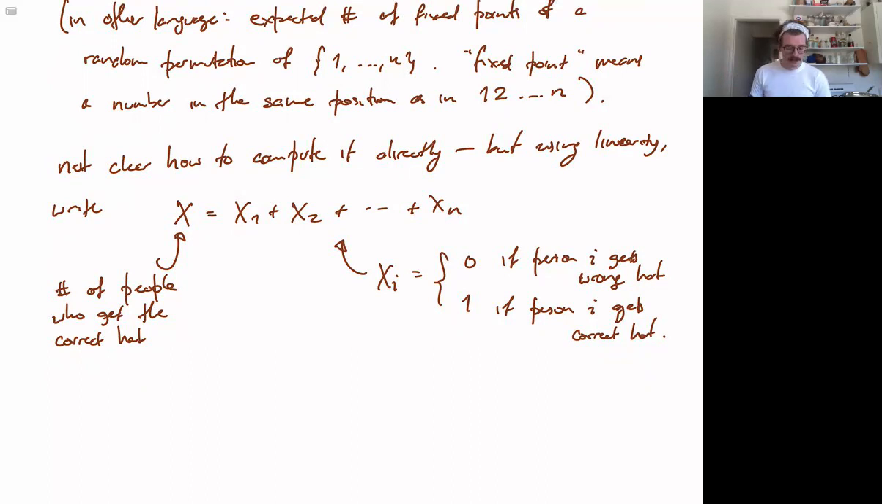And part of the cleverness, or part of the usefulness of linearity of expectation in this case, is to note the xi are not independent. So in the examples we looked at before, for example, the binomial distribution, a binomial random variable is a sum of independent Bernoulli trials. So in that case, it was independent. But in this case, these are very much not independent.